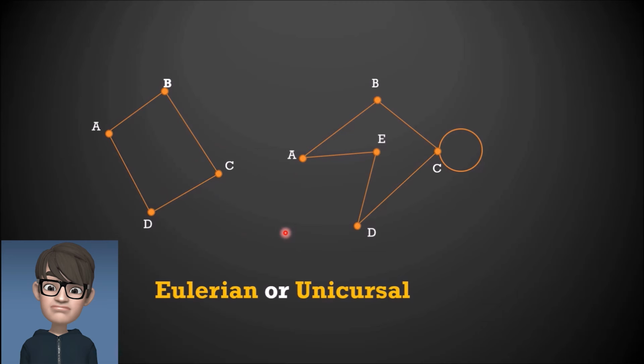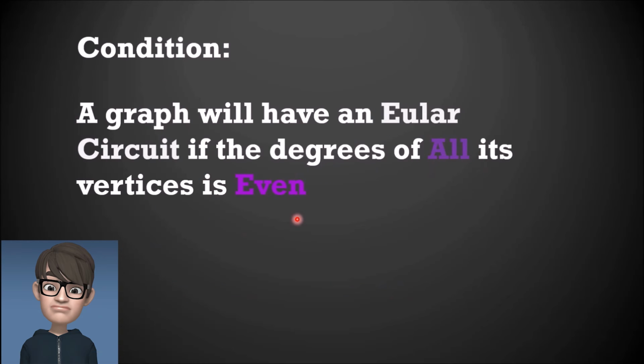Next. If a graph has an Euler circuit, it's called Eulerian or unicursal. There's a condition, same as for an Euler path, for a graph to have an Euler circuit: a graph will have an Euler circuit if the degrees of all its vertices are even.